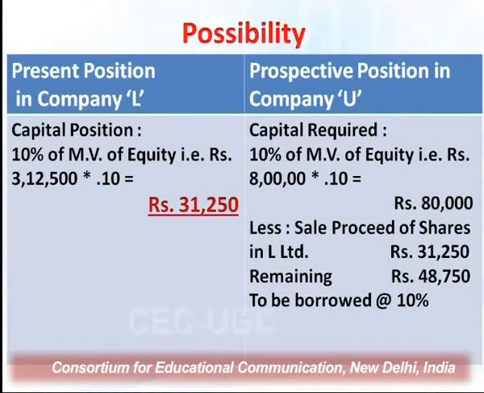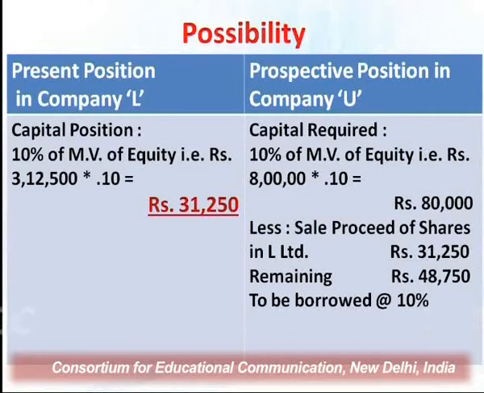For this 80,000 rupees, I assume that Mr. A does not have any further amount and he is going to sell out his equity in company L. The sale proceeds of these shares of company L will be 31,250 rupees. If we deduct, the deficit comes to 48,750. We can take a loan of this 48,750 from the bank.